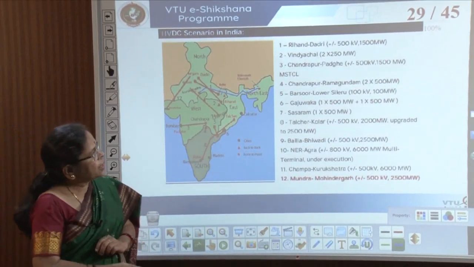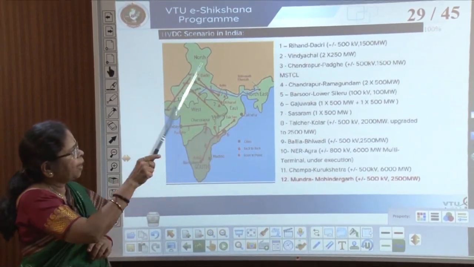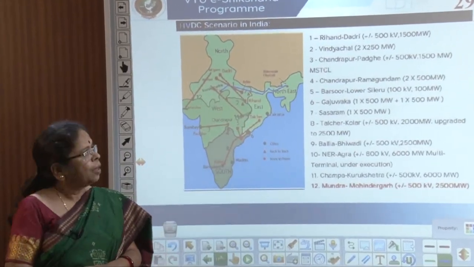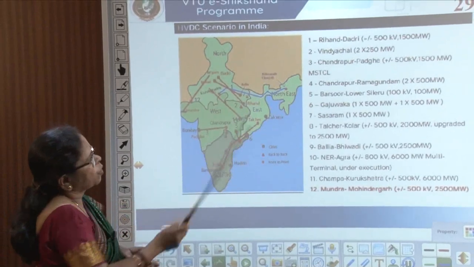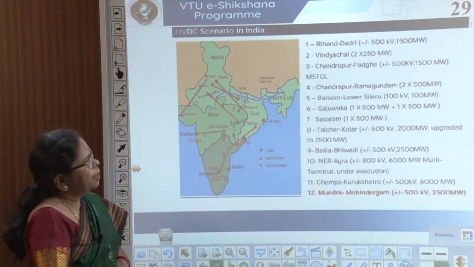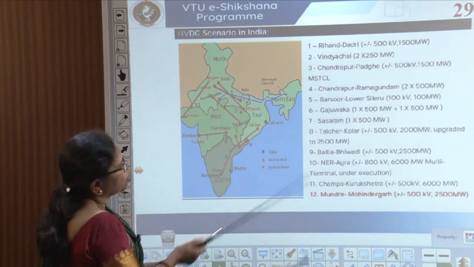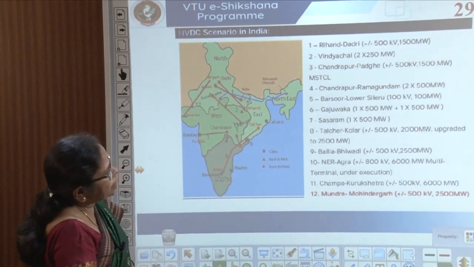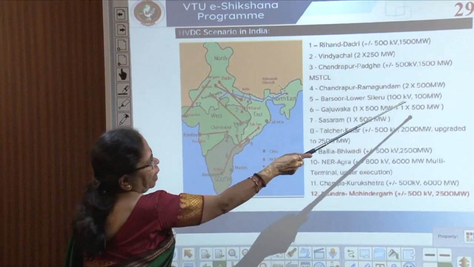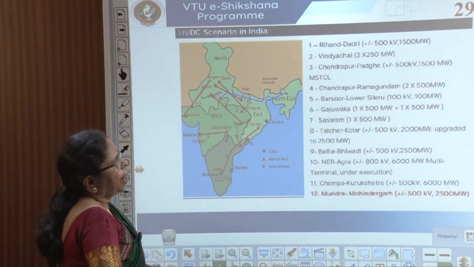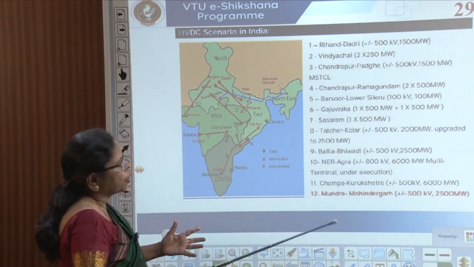Now, these are some of the very popular HVDC lines in India. As I told you, the first one was from Rihand to Dadri. And then you have Vindhyachal, then Chandrapur, Ramagundam. So you can see that there are a few smaller ones like 100 megawatts, but we do have 1,000 megawatts. And, you know, the systems are growing.